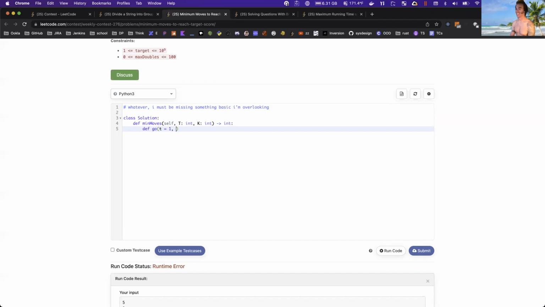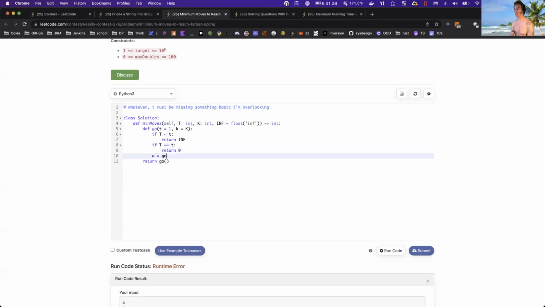Okay, t equals 1, k equals k. All right, return go. If t exceeds that, return infinity. Inf equals float inf. If t is equal to that, then there's no more moves left. That's the other base case, right?